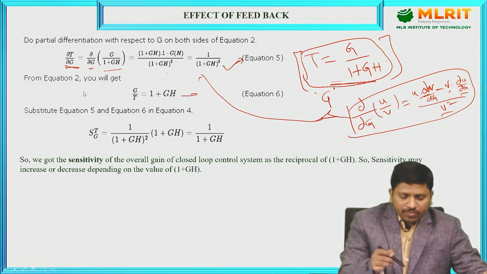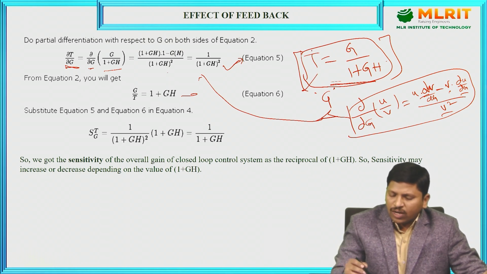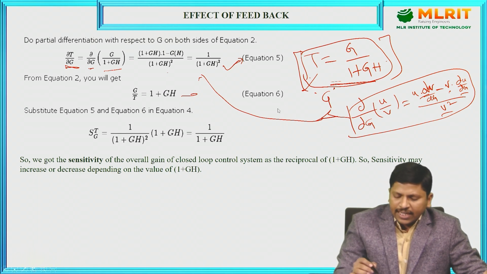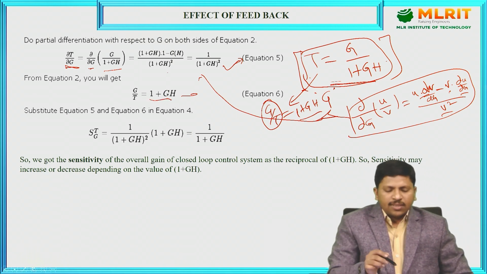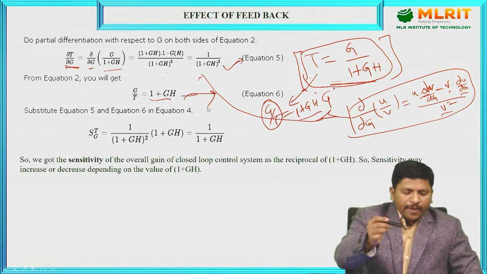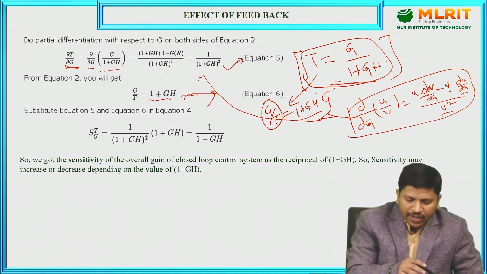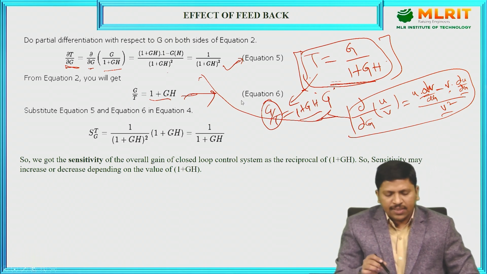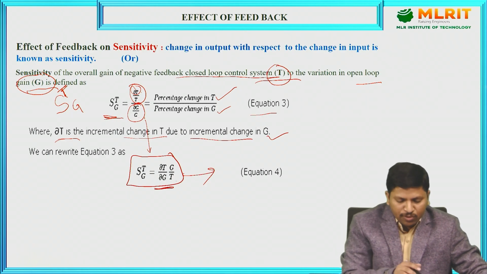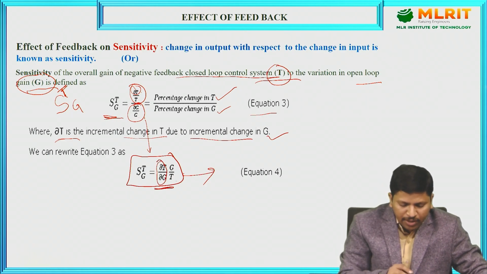Next, coming to the second equation, here we know T, the overall gain of the closed loop negative feedback control system, equals G by 1 plus GH. For this T, I am going to write G divided by T equals 1 plus GH simply. So now, in place of G by T, I am going to write 1 plus GH. G by T equals 1 plus GH, I consider as equation 6. But just observe here, substitute these two equations, dou T by dou G and G by T, in the previous equation, the fourth equation.